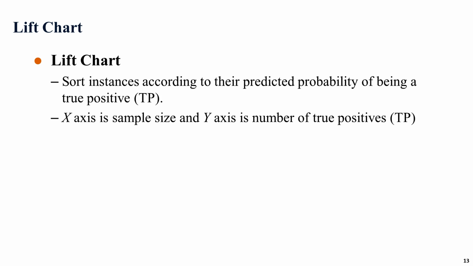Lift chart sorts instances according to their predicted probability of being a true positive. The x-axis is sample size and the y-axis is the number of true positives.